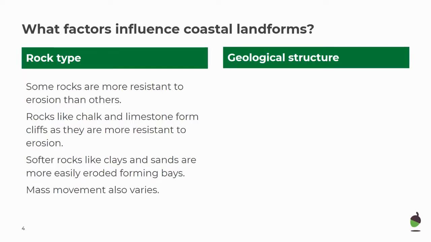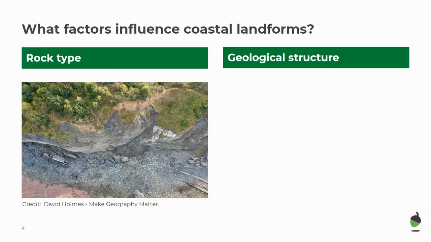Mass movement will also vary on the rock type, and we've looked at the fact that there is sliding, slumping and rockfall. Here we can see a cliff that has had rockfall. So it's quite a hard rock type because we can see that that cliff is very steep.